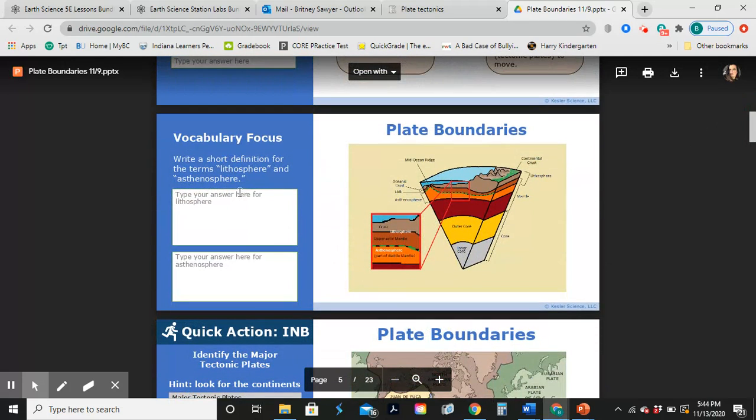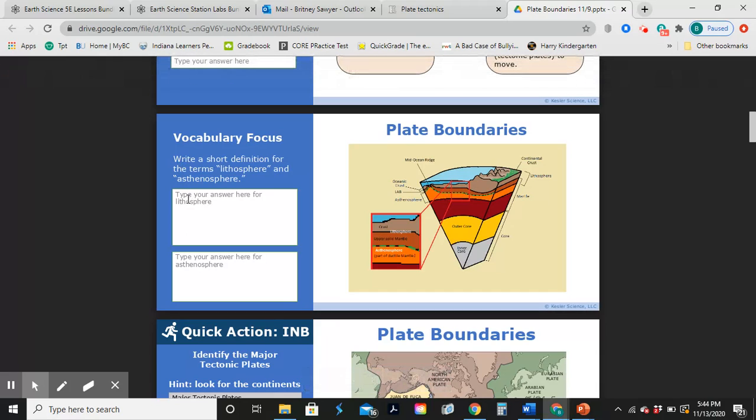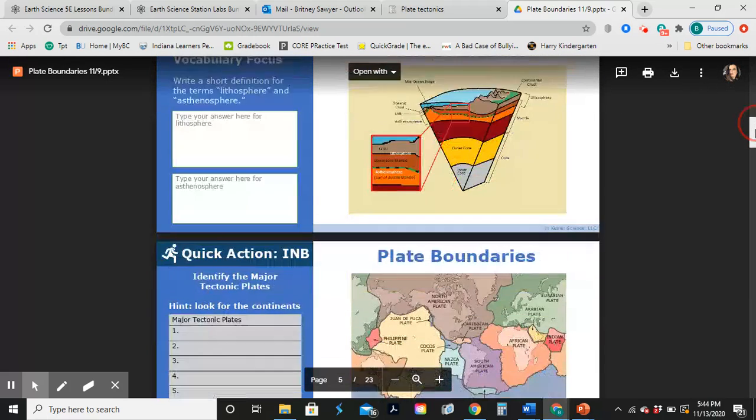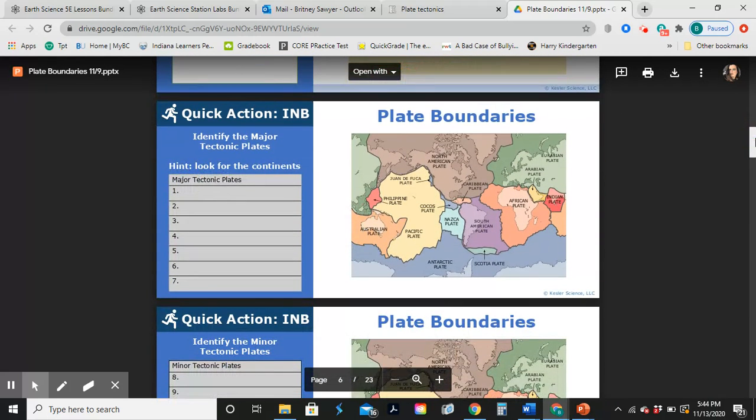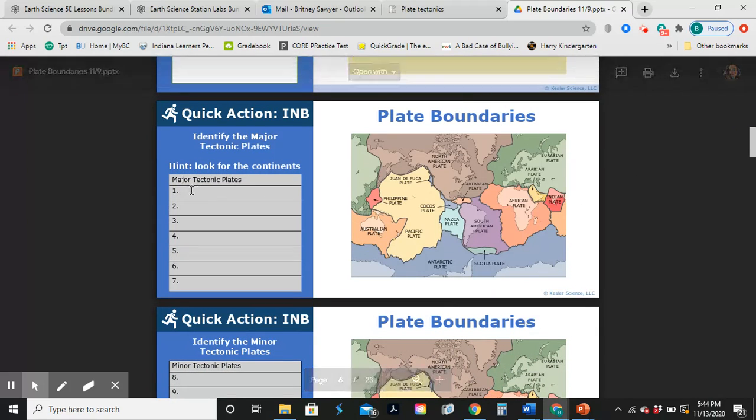For plate boundaries, right here we have the lithosphere, and down here we have the asthenosphere. Right here in your own words, you're going to tell me what the lithosphere is and what the asthenosphere is. On this slide right here, you're going to find the large tectonic plates, and you're going to put them here. These are the major ones.